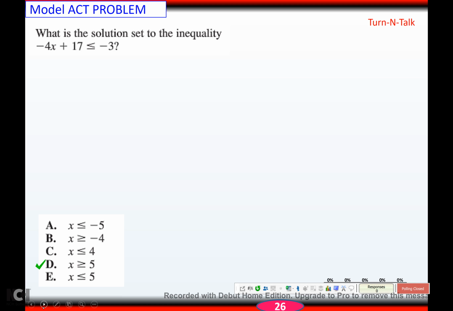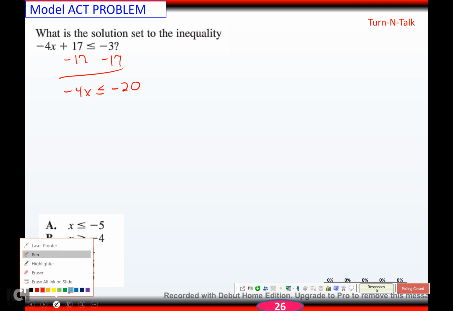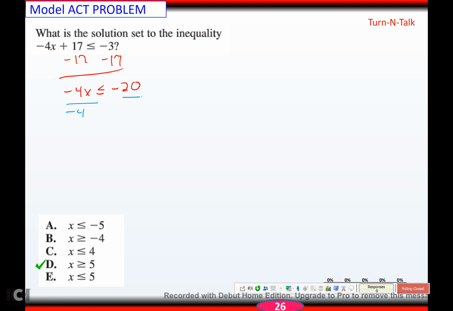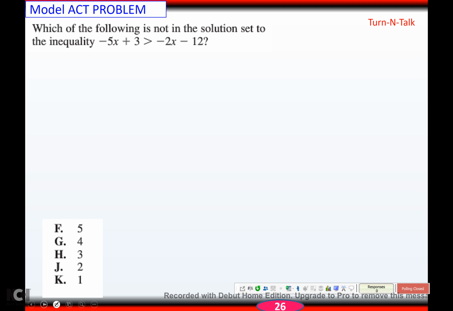And hopefully you got D. Alright, to get x alone, I'm going to minus 17. That gives me negative 4x less than or equal to negative 20. To get x alone now, I'm going to divide by negative 4. Because I'm dividing by a negative, my inequality will flip, and negative 20 divided by negative 4 is positive 5. Try this one. Hit pause. Come back when you're ready.